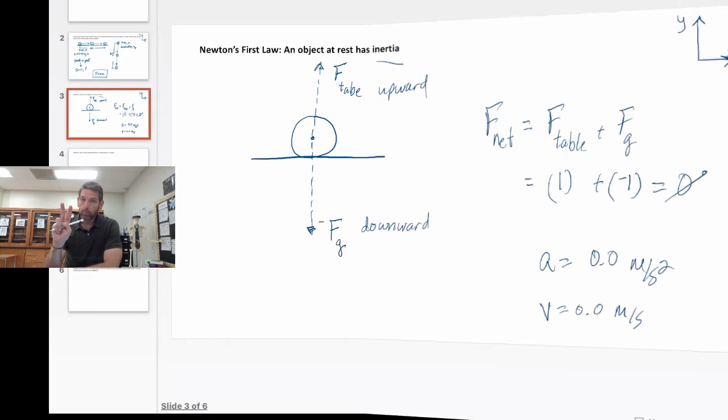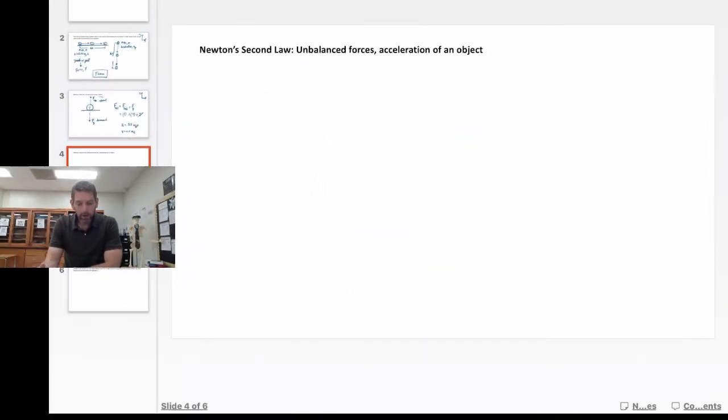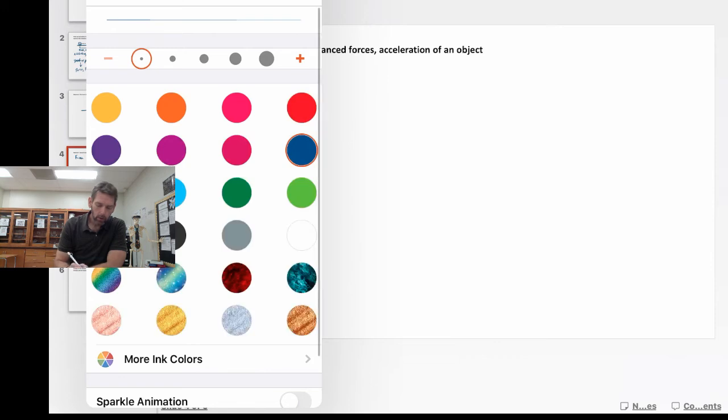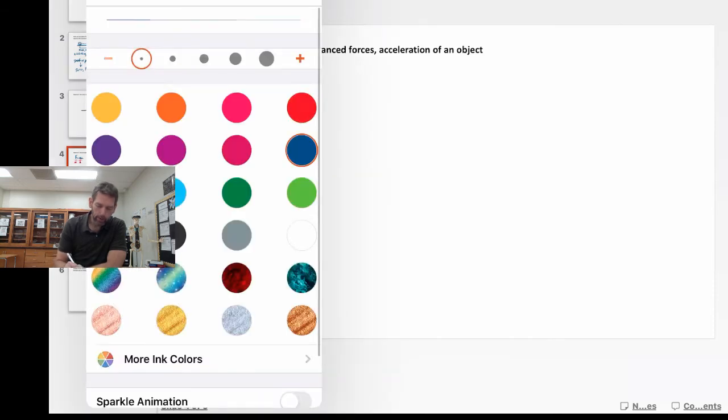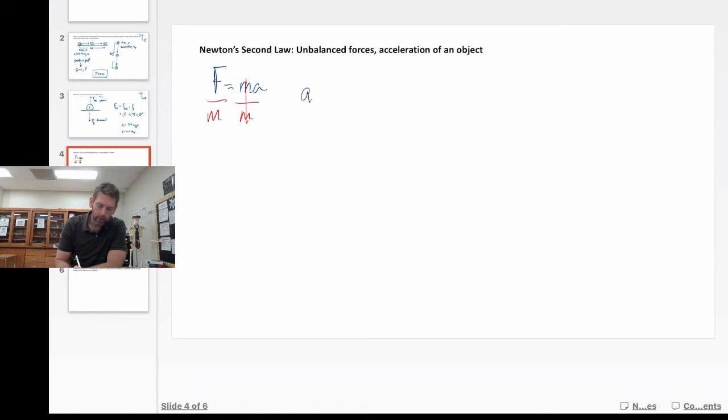Newton's law number 2: unbalanced forces and the acceleration of the object. If we go back to force equals ma, let's rearrange this equation to solve for just the acceleration. We divide this side by m, and divide this side by m. Nothing crazy here. So we've got acceleration equals force divided by mass, lowercase m. This is Newton's second law, because it has everything to do with the acceleration of the object. We have an unbalanced force.